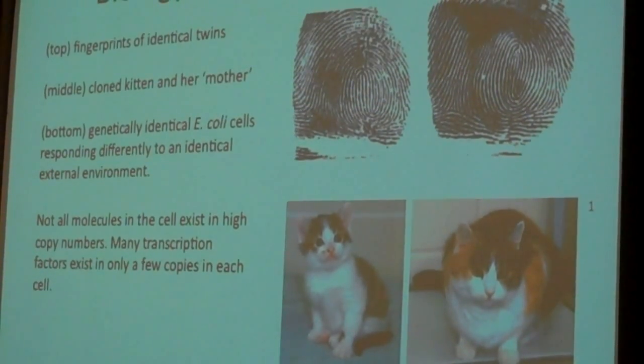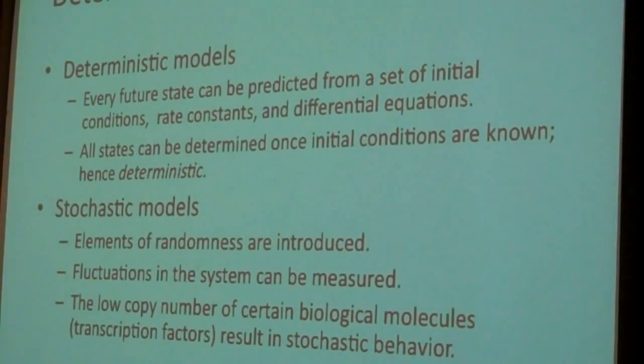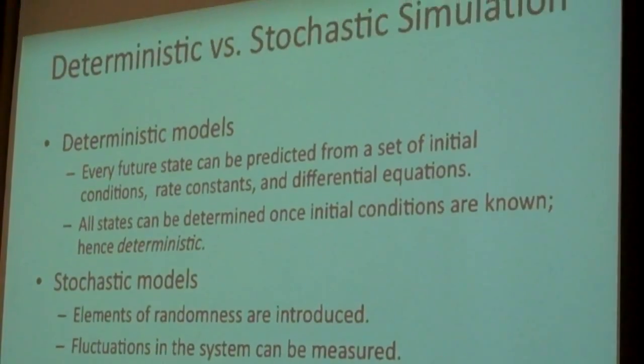And I should say, a lot of this stochastic behavior, as we call it, is a result of low copy numbers of molecules inside the cell. Specifically, transcription factors, if you're familiar with those, frequently only exist in the cell in 10, 20 copies. So we're not talking about 10 to the 23rd molecules here. So, deterministic versus stochastic simulation.